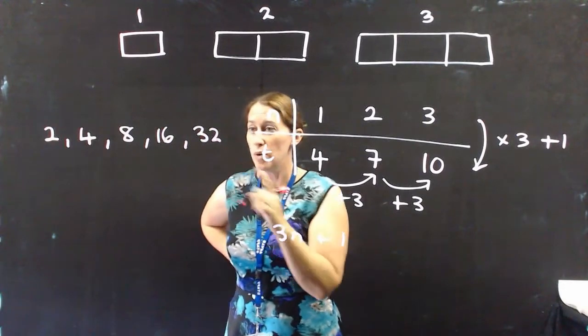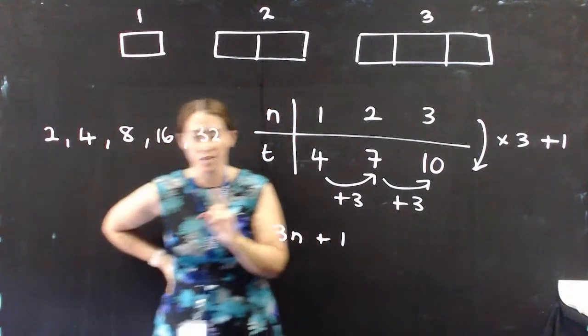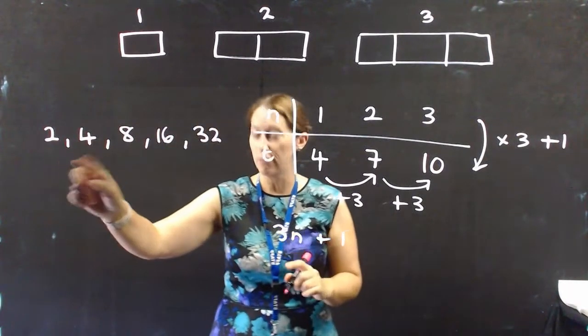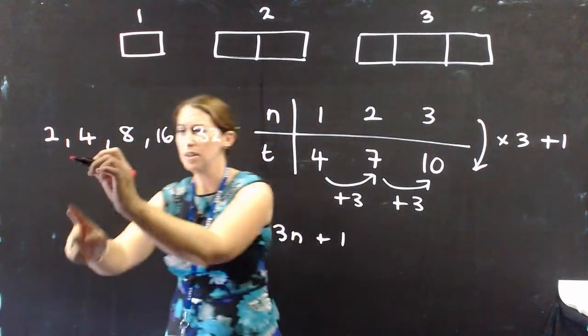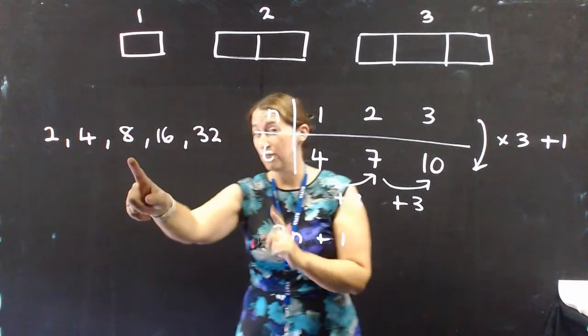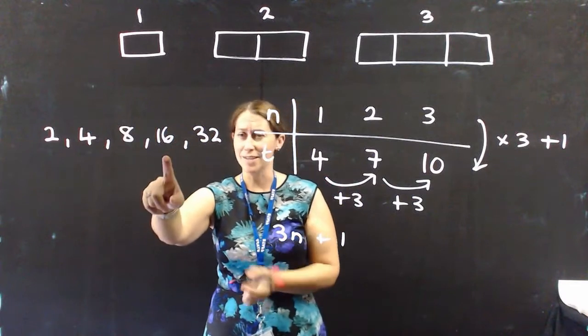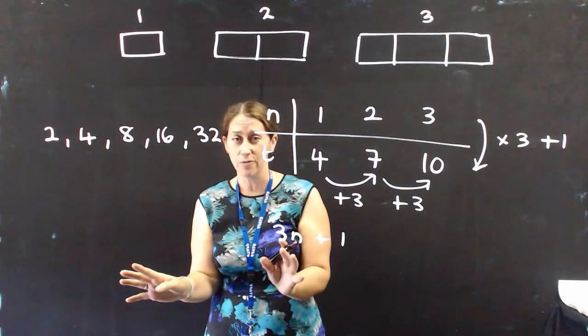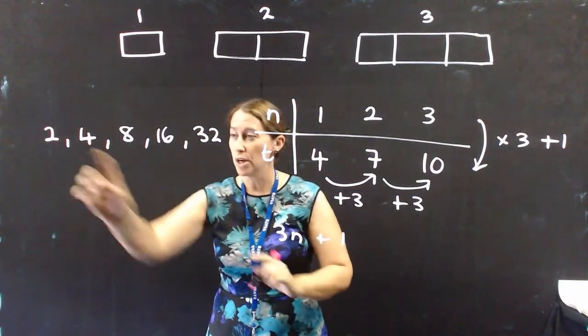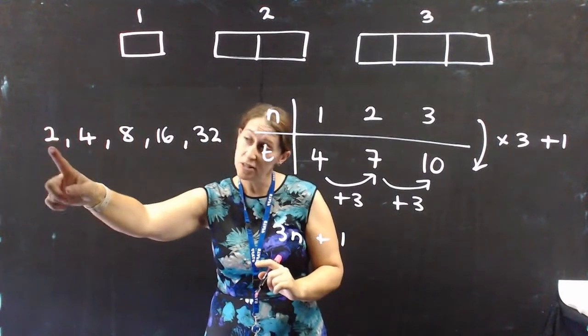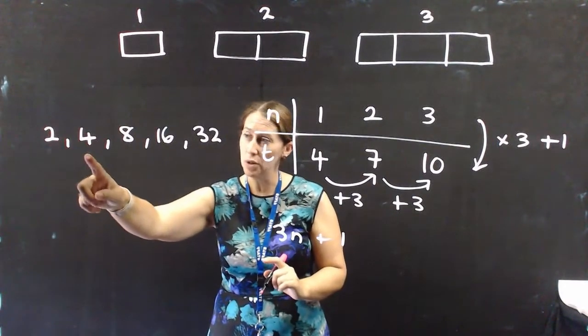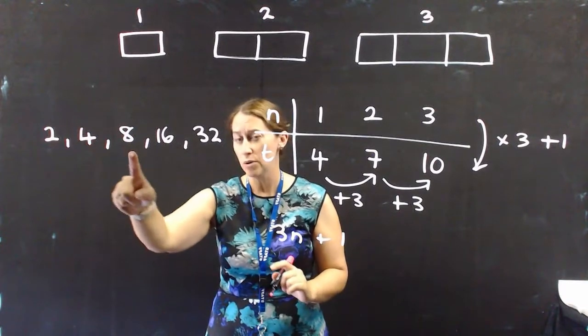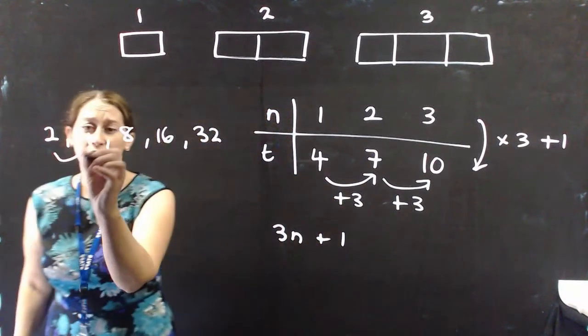Okay, so we can see there's not a common difference at this point because the difference between 2 and 4 is plus 2. The difference between 4 and 8 is plus 4. The difference between 8 and 16 is plus 8. So it's not a common difference. But what we do know is that if we multiply this by 2, we can get 4. If we multiply 4 by 2, we get 8, and so on.